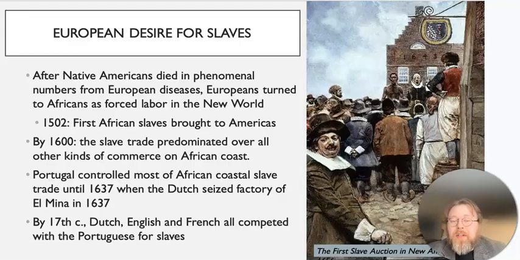But eventually, the Dutch start sort of moving in on Portuguese territory, and in 1637, the Dutch seize the factory of Elmina. So by around the 17th century, the Dutch, the English, the French, are all competing with the Portuguese for more and more slaves.